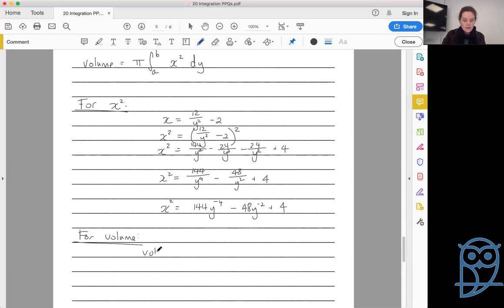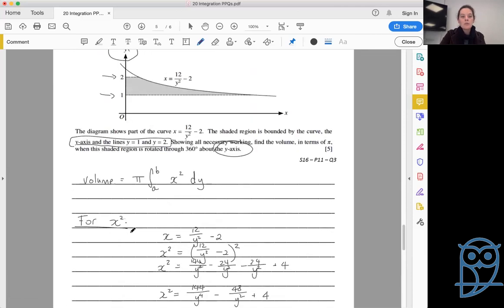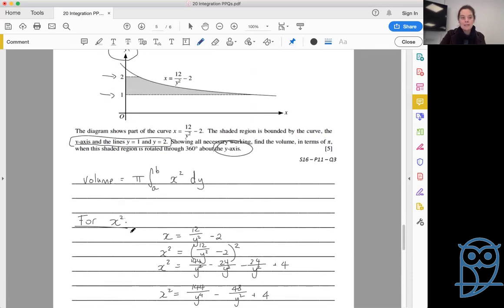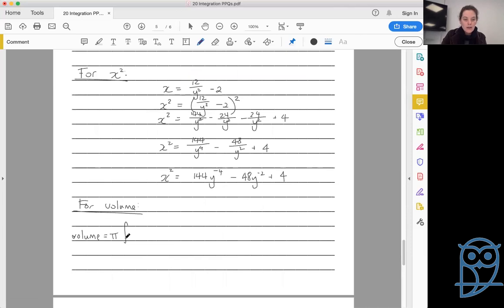So, volume. Always do this and then I don't leave myself enough space. Limits require a lot of space along a line. So volume equals pi times the integral. Our limits were 1 and 2, limits on the y-axis, as we're going around the y-axis, 1 to 2. 144 y to the minus 4, minus 48 y to the minus 2, plus 4, integrating with respect to y.